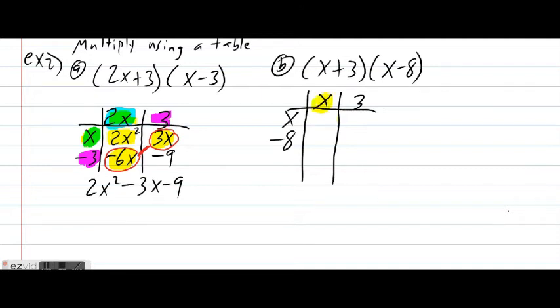X times x, x squared. Now we have 3 and x. Multiply those two together. 3x. Now we're going to take this x times this negative 8. X times negative 8, simply negative 8x.